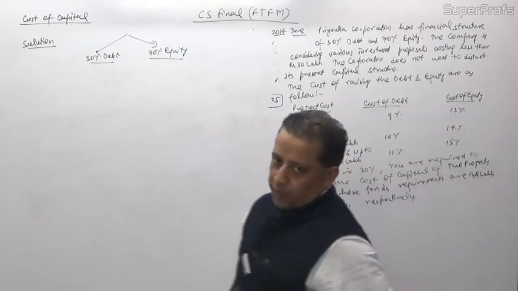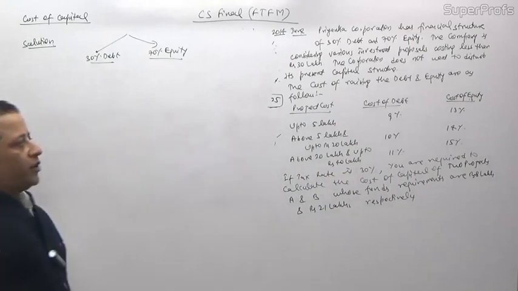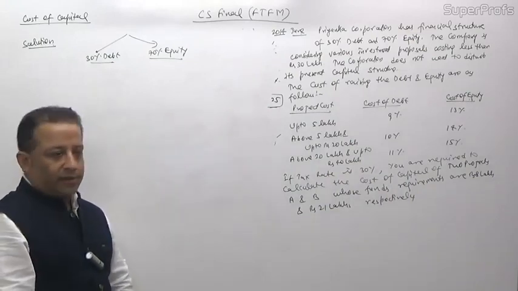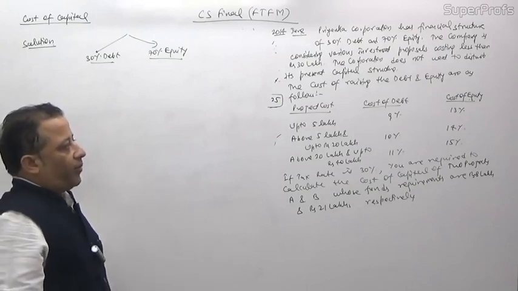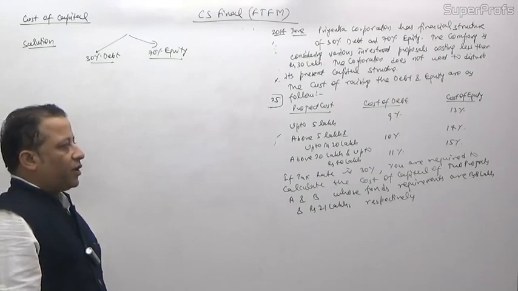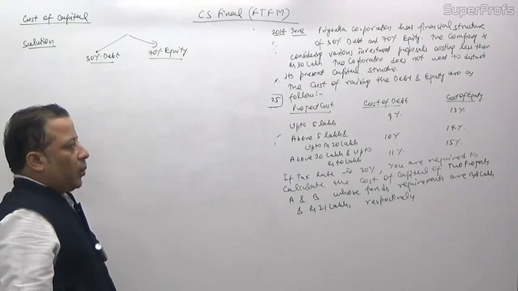Considering various investment proposals costing less than rupees 30 lakh, the corporation does not want to disturb its present capital structure. The cost of raising the capital, the debt and equity, are as follows.